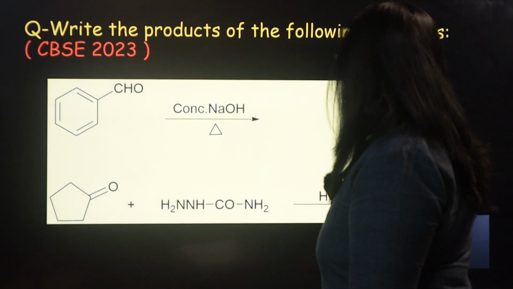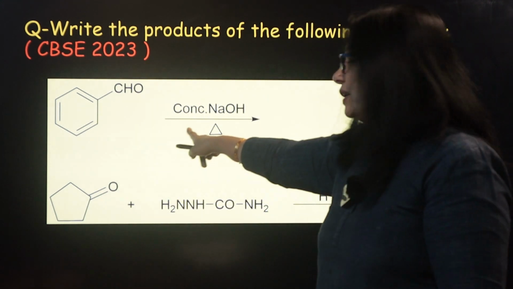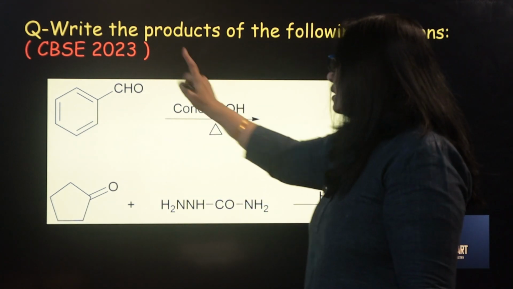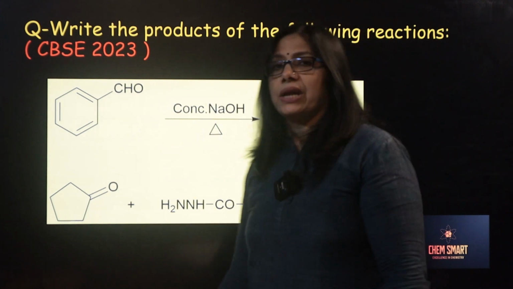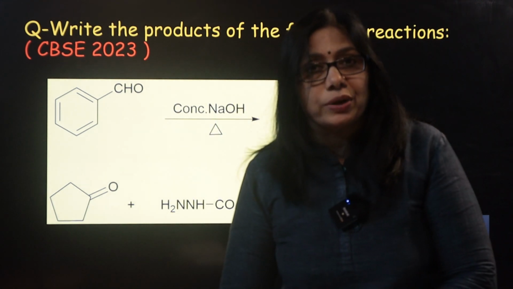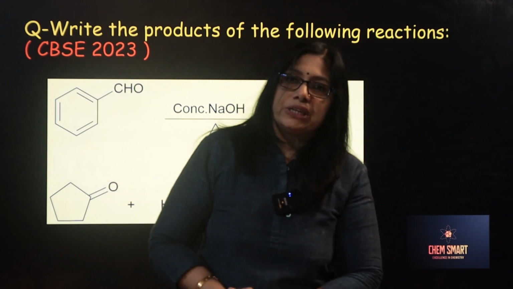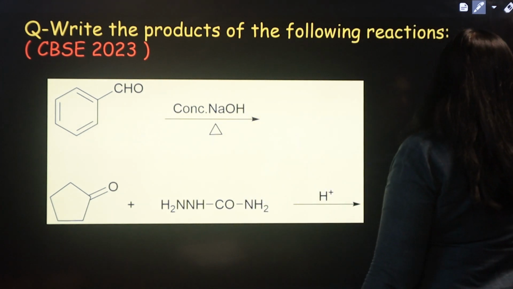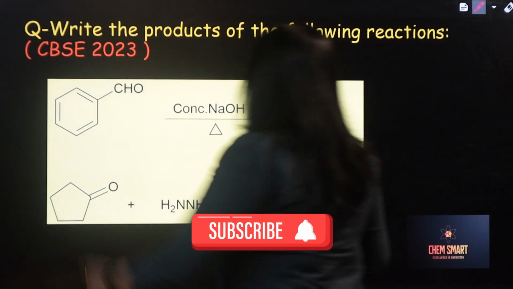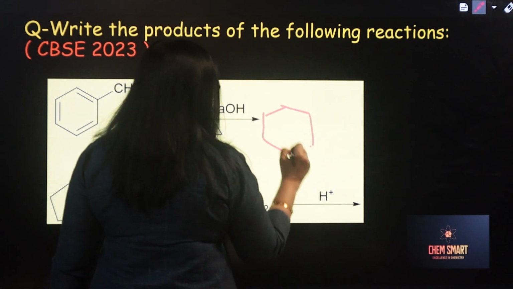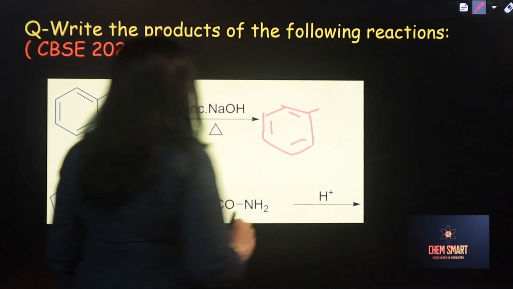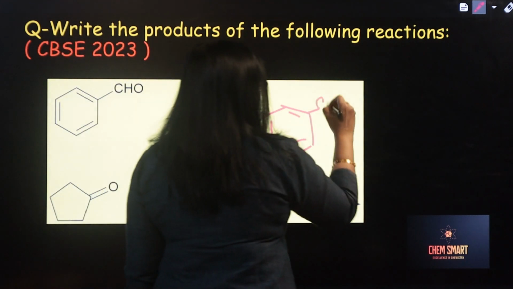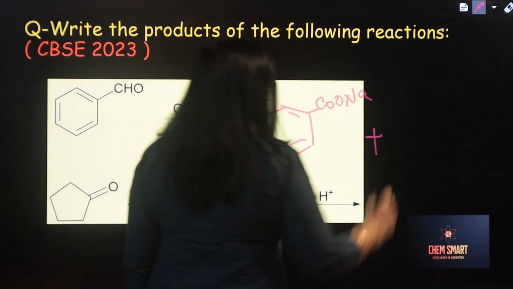Now, next one, write the products of the following reactions. This one, you can see it is benzaldehyde not having alpha hydrogen, an aldehyde without alpha hydrogen with concentrated alkali on heating. It is nothing but Cannizzaro reaction. So what will happen? It will undergo self-oxidation and reduction. Let's see what are the products formed. Benzaldehyde will get oxidized to benzoic acid. Aldehyde will change into acid, but then it is NaOH alkali. So instead of COOH, you will write COONa+.